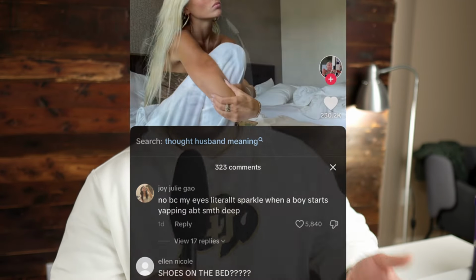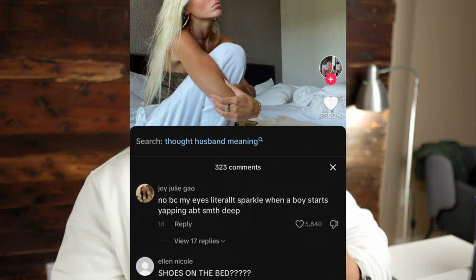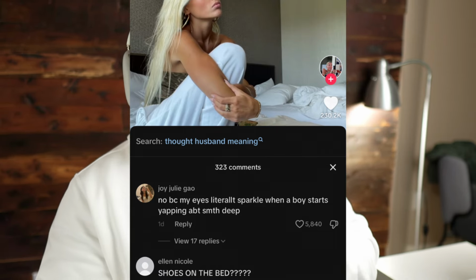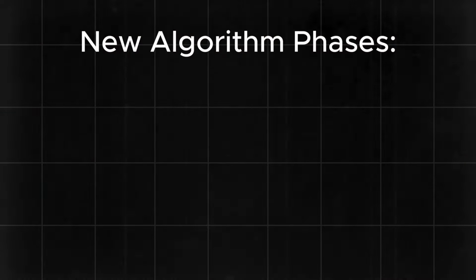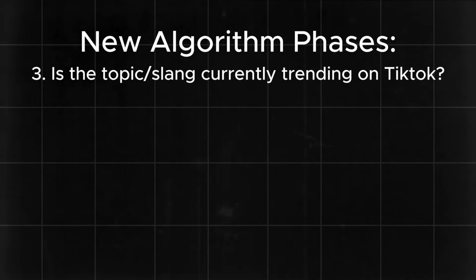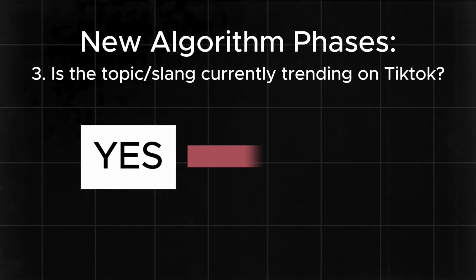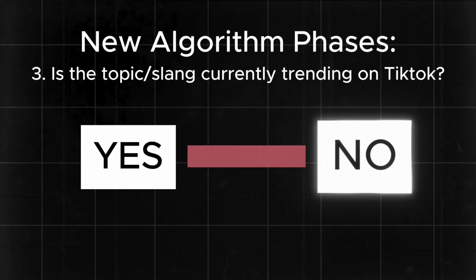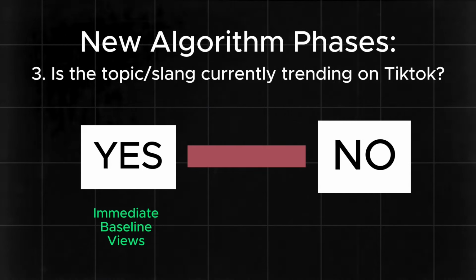Now, I know you guys have seen a lot of content like this where you go down to the comments and you hear somebody say some sort of phrase that you don't understand, and then you go to the comments looking for the meaning of that phrase. Or you see that blue little link, you click the link and you try to figure out what that term or that comment means. This is the new algorithm phase, vetting for: is this topic or slang trending on TikTok? Now, if it is trending on TikTok, you're also going to get that immediate baseline amount of views. If not, you're going to have to go to the next phase.